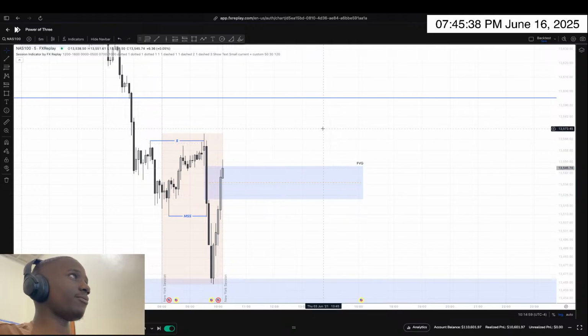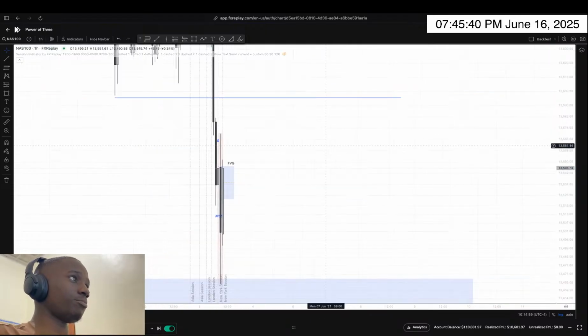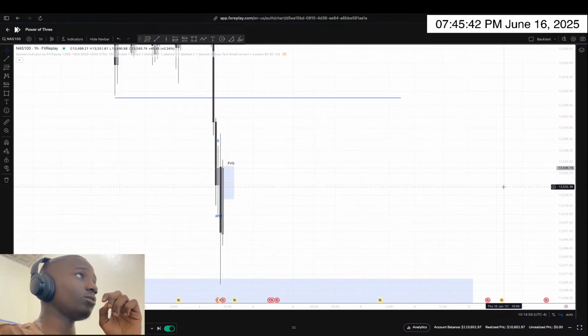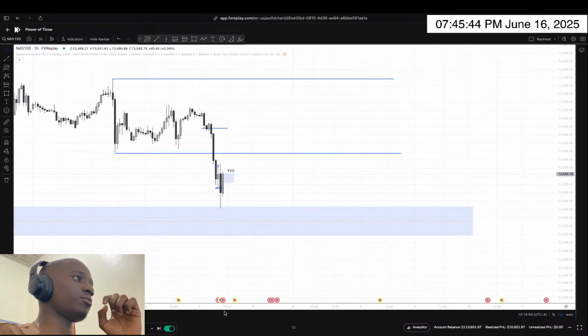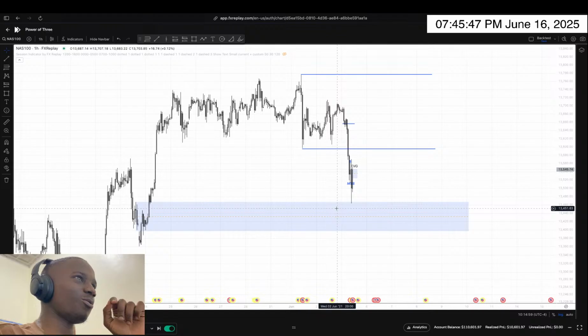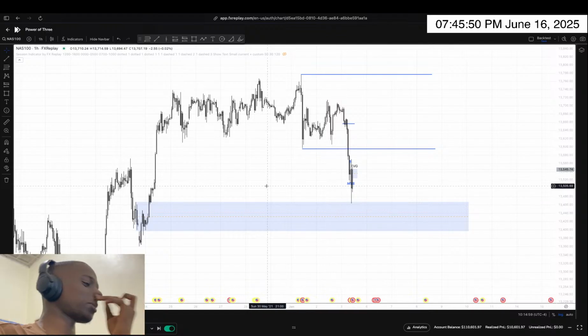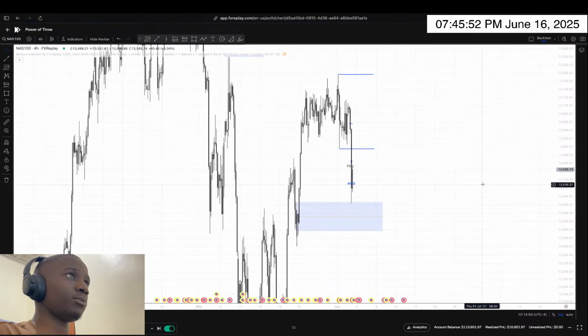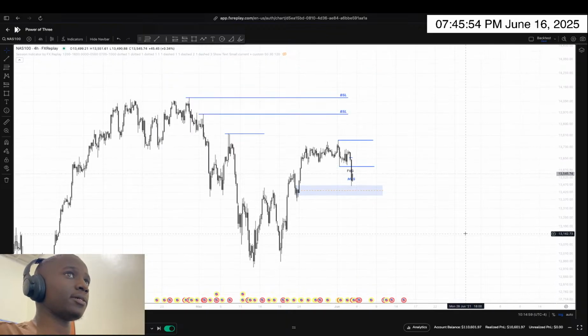And what would be our reason to go lower? I'd like to go back to the 1 hour. So the 1 hour would show us the reason. So we have tapped into the POI by a small tick. Don't really think we will continue dropping, but let us see.